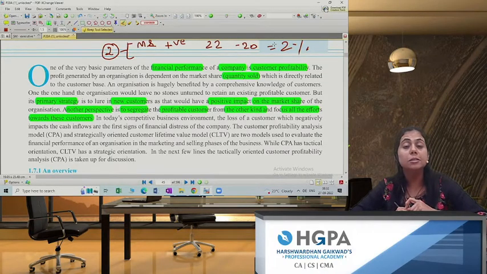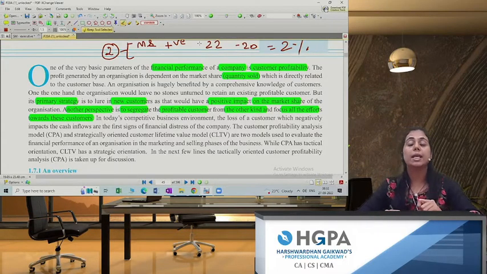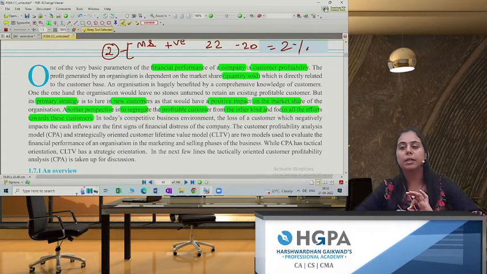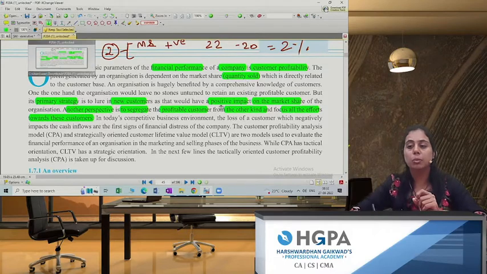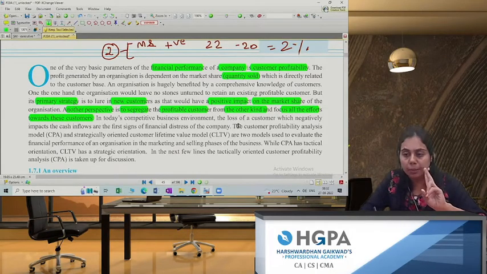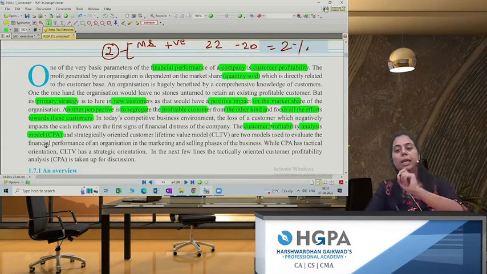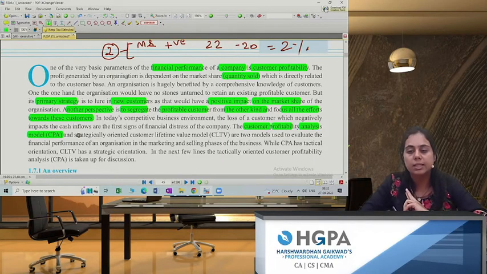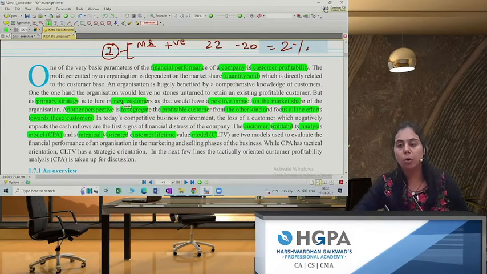And the second concept is, even though we have 22% of the market share, how much of it is profitable? In this competitive environment, we are supposed to check whether we have a positive cash flow from them or a negative cash flow from them. Therefore, there are two concepts which we have to complete. The first one is the customer profitability analysis model, that is the CPA model. And the second model we are going to study is the strategically oriented customer lifetime value model, the CLTV model. Okay, there are two models: one is the CPA model and the other one is the CLTV model.